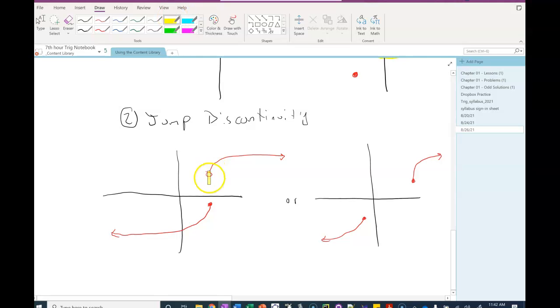In particular, on something like this, you'd have to just make sure that both endpoints aren't closed. One open and one closed is fine. Both open is fine, but both closed would be a problem because it would fail a vertical line test at that point. Jack, you had a question?